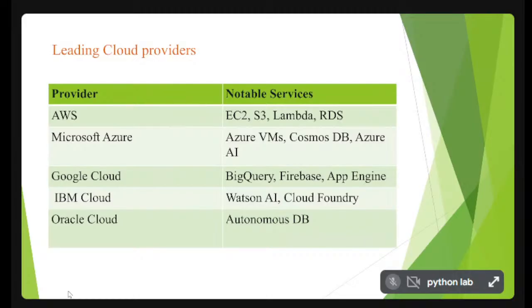AWS is a provider. It provides these services. Who will provide Azure AI? The service Azure AI will be provided by Microsoft Azure. Azure AI is a service provided by Microsoft Azure. Who is the provider for this Autonomous DB?